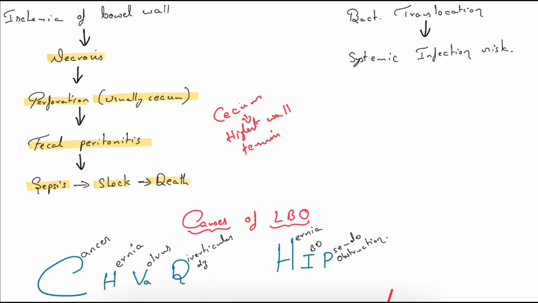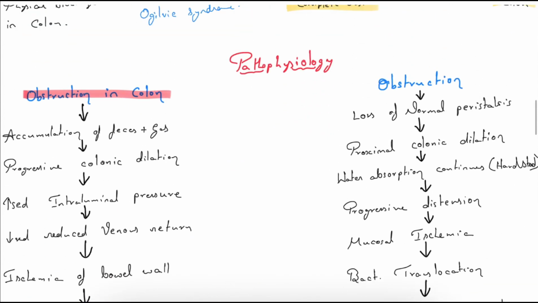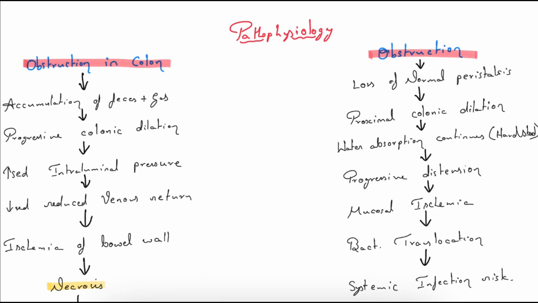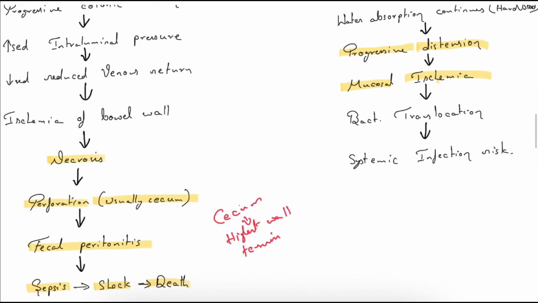Next, how the symptoms develop in large bowel obstruction. First, with obstruction there is loss of normal peristalsis. Then we see proximal colonic dilation, then water absorption continues and the stool becomes hard. The large bowel becomes progressively distended, then mucosal ischemia, then bacterial translocation, and at last there is a risk of systemic infection.